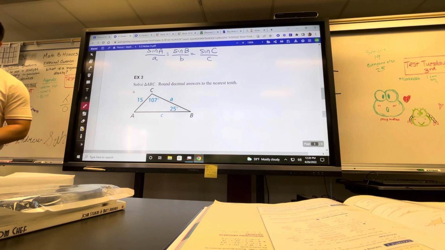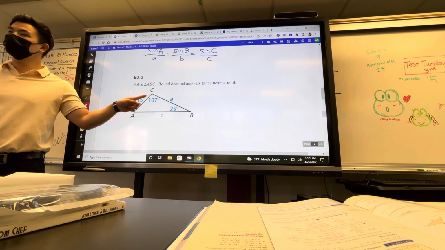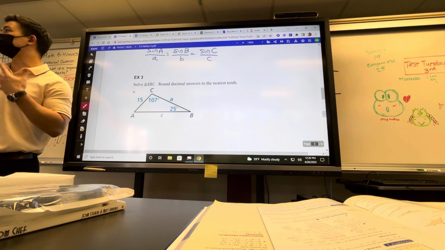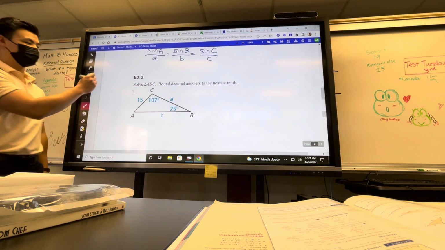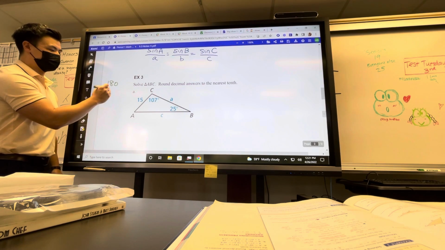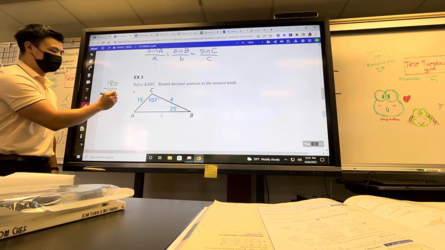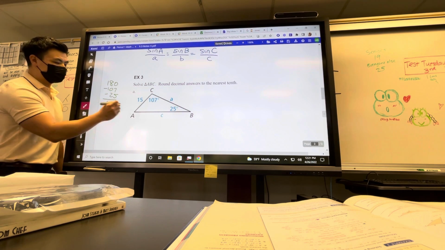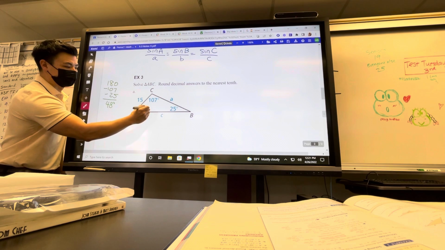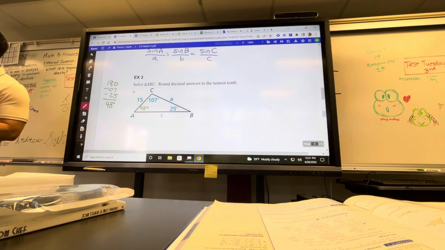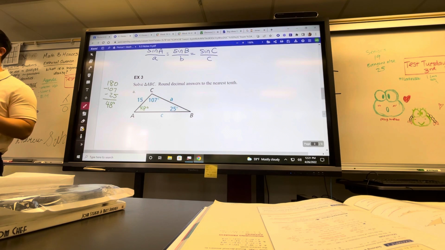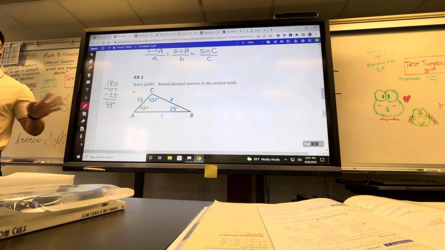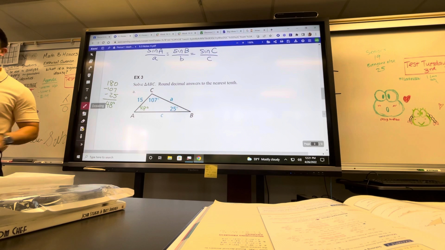So notice that we have two angles here, and we know that triangles add up to make 180. So we can do 180 minus 107 minus 25, which gives us 48. So that means that angle A here is 48 degrees. And again, we know that because this total should be 180. Not bad? Cool.